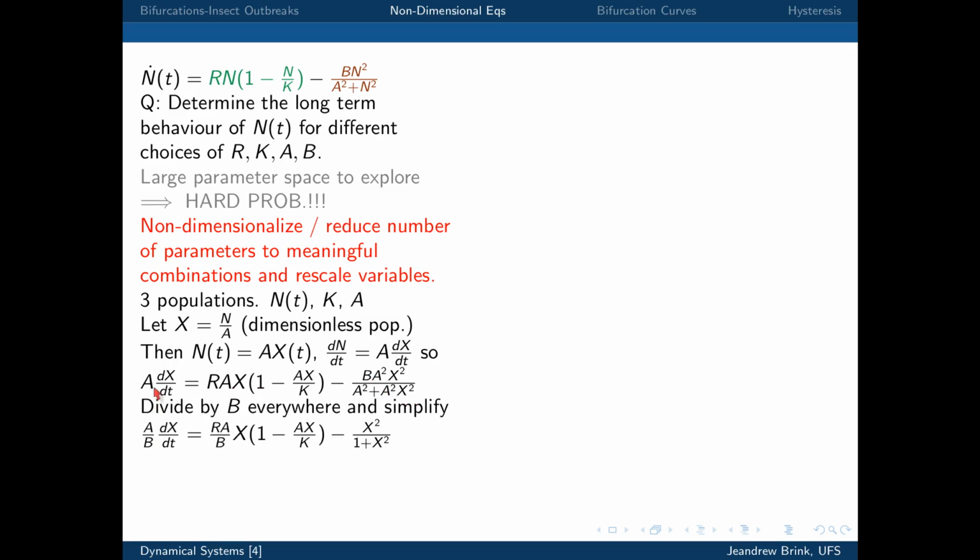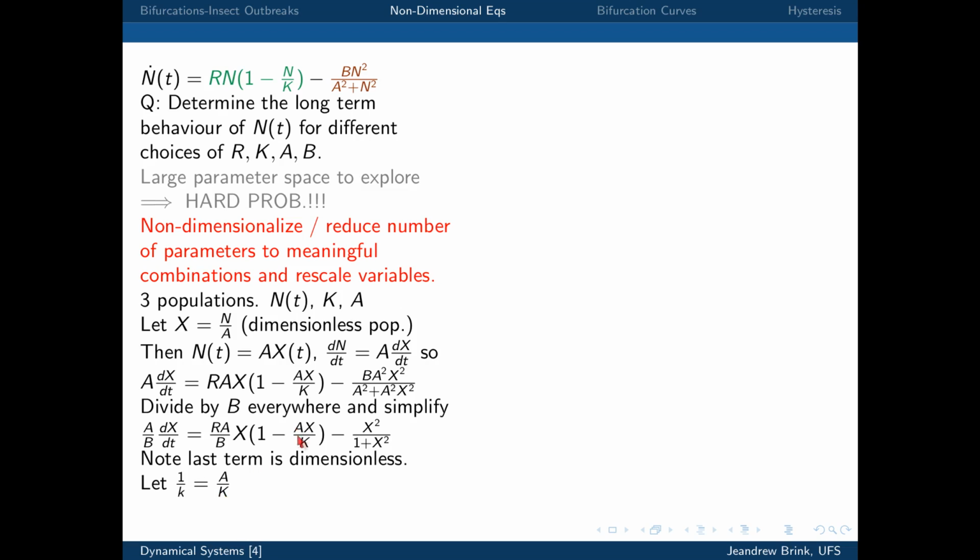So if I divide this by b, I simply have a over b, dx/dt, equals r a over b, x times 1 minus ax over k, minus something that now no longer has a parameter in it. Okay, so it's a very good guide to try and simplify your most complicated term. That thing no longer has a parameter in it. The next thing I can do, and we call that dimensionless, is rename the parameters, because they now appear in combinations.